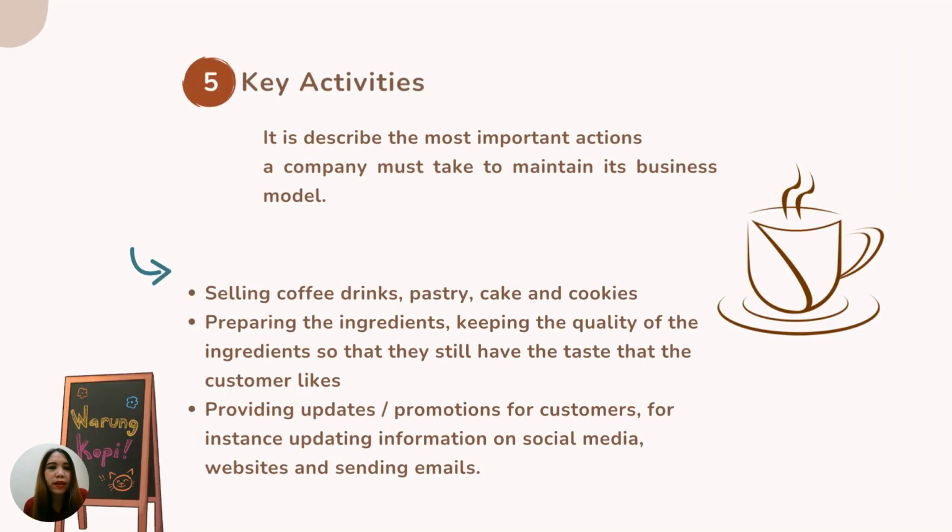The fifth, there is key activities. It describes the most important actions a company must take to maintain its business model. For example, selling coffee drinks, pastry, cake, and cookies. Preparing the ingredients, keeping the quality of the ingredients so that they still have the taste that the customer likes.